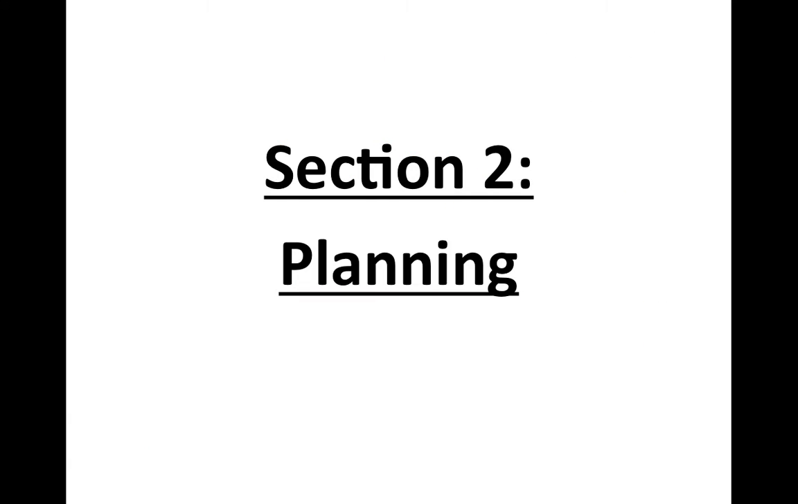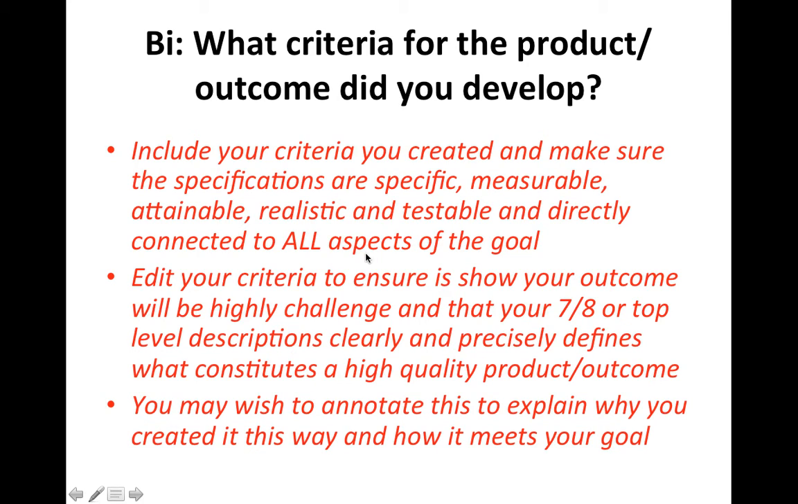goal. Going back then, you may choose to edit, as I said, or you may choose to now rewrite some of your 7, 8 or your top level descriptors to make sure that they really precisely constitute what a high product or outcome is, because that's really what we were aiming for. Even if we don't make it, that's what we were aiming for.